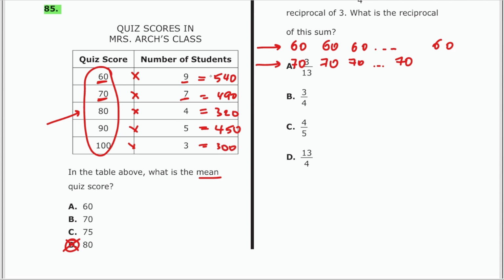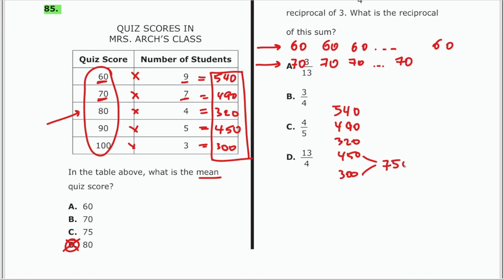Now the question is how to add them fast. Sometimes you have some cues. Sometimes you can have oversimplifications. In this case, unfortunately, you don't. Let me just rewrite this one more time. So you have 540, 490, 320, 450, and 300. Like sometimes numbers work out. In this case, they don't really work out. So 450 and 300, that's 750. 490 and 320, that is 810. Then you have this 540 by itself.